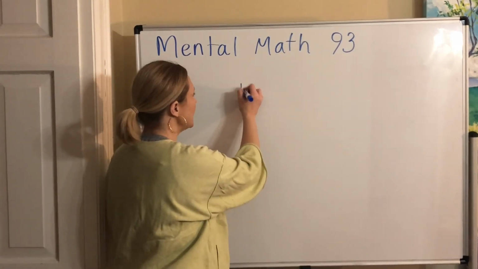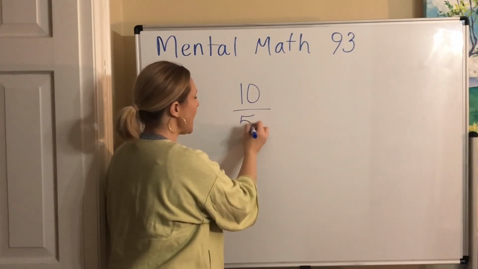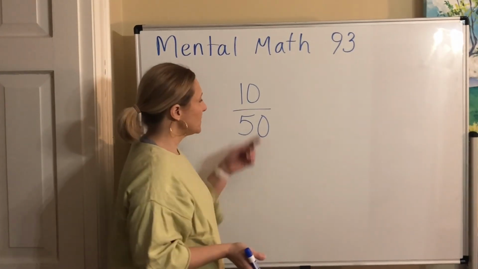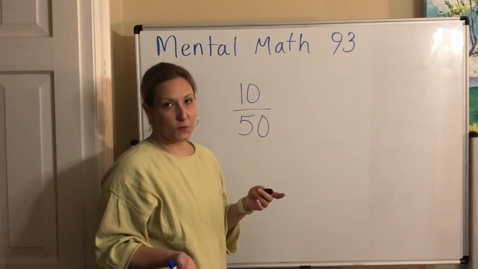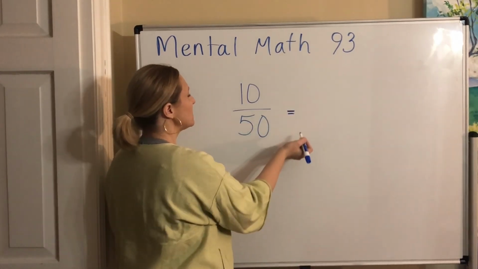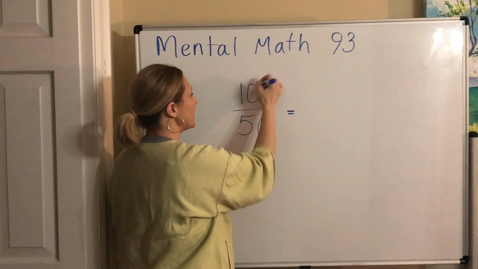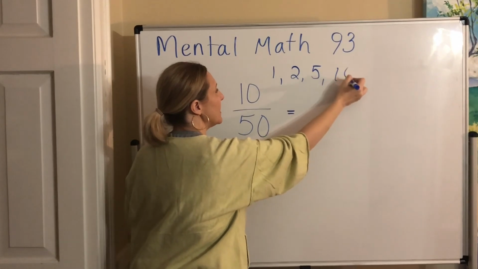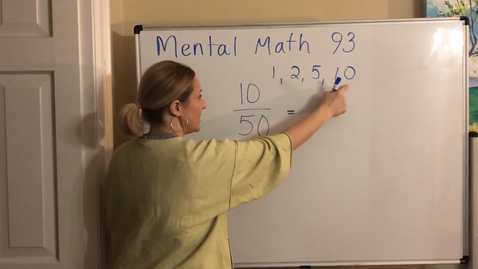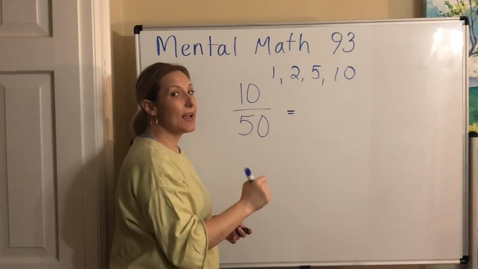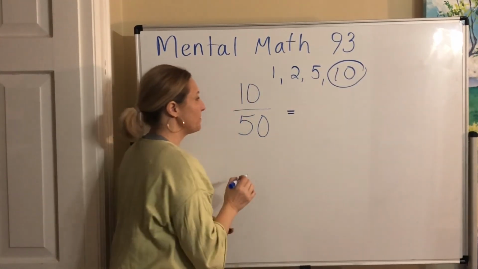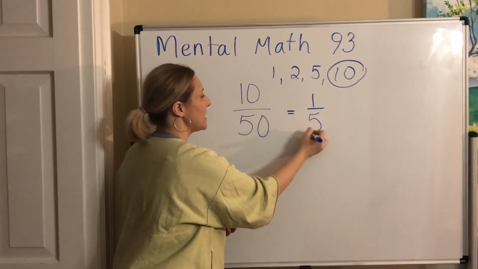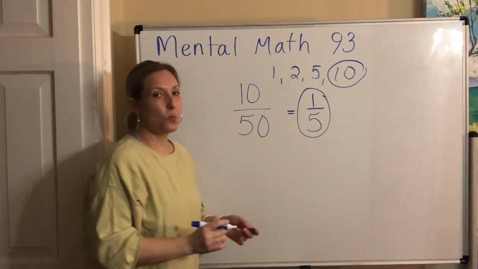Okay, so this next one is, we have 10 out of 50 apples, right? And they want to know what percent that is. Well, first, let's reduce this fraction, and it'll be a lot easier for us to figure that out. So when we reduce, we go to the lower number and factor it. The factors of 10 are 1, 2, 5, and 10. Does 10 go into both of these numbers? Yes. So 10 is our greatest common factor. 10 goes into 10 once, and 10 goes into 50 5 times. So this fraction reduces to 1/5.